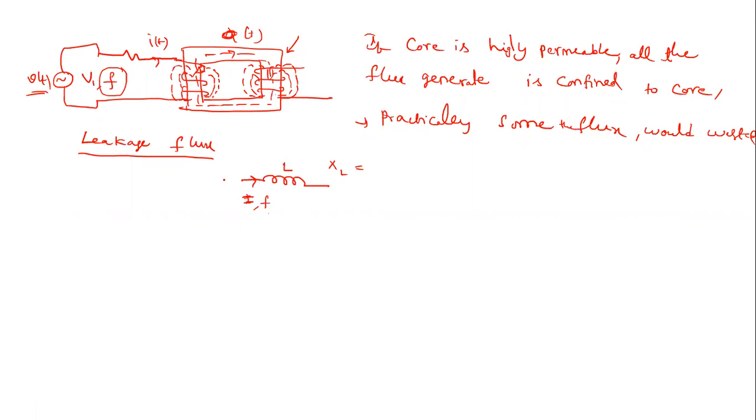This is a very basic question. Can you answer it? 2 pi f into L. Exactly. Thank you very much. 2 pi f into L. Because it is having a frequency and it is having inductance, it is simply an AC resistance, I can say. The reactance is simply an AC resistance.